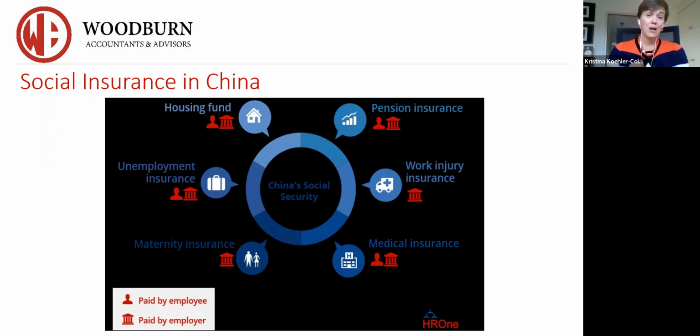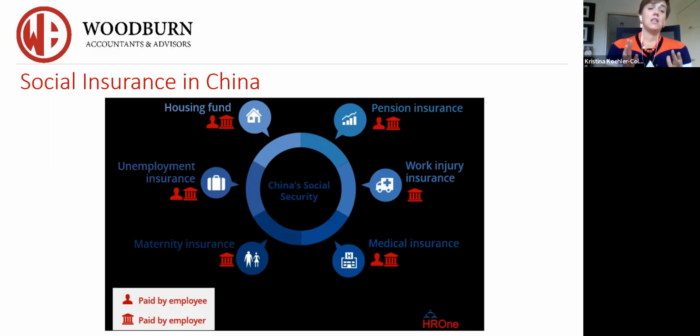What makes payroll in China quite complex is that the contribution rates for social insurance and housing fund are updated every single year. Usually it's in the months between June, July, and August. And they change according to city jurisdiction. So the contribution rates in Shanghai are different compared to the contribution rates in Beijing, which is different compared to the contribution rates in Guangzhou.